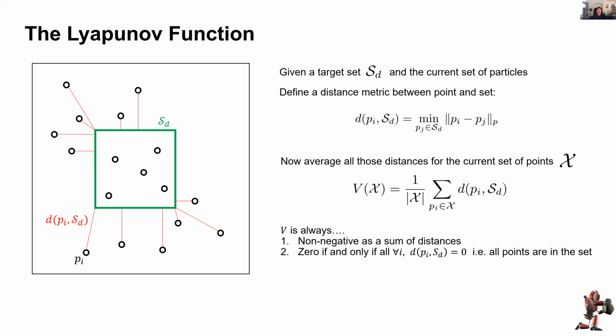To persuade you that it is, you should see that it's the sum of all distances, so it's always non-negative. And it's zero if and only if all the pieces, all the particles, are inside the target set, and therefore all the distances are zero. So it successfully encodes whether I have succeeded in my task or not.